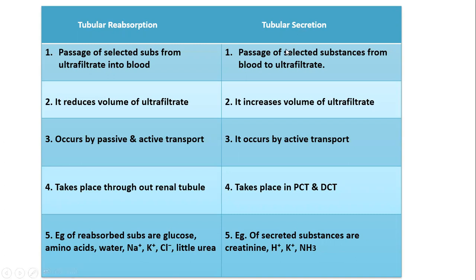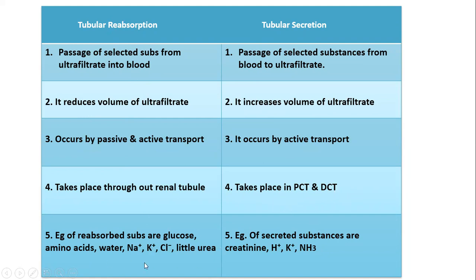In secretion, it is the passage of selected substances from the blood to the ultrafiltrate. Some substances which escape during ultrafiltration are collected and transferred back into the ultrafiltrate, that is, into the urine. Reabsorption reduces the volume of the ultrafiltrate, while secretion increases the volume of the ultrafiltrate. Tubular reabsorption occurs by both passive as well as active transport, whereas tubular secretion occurs only by active transport. Selective reabsorption takes place throughout the renal tubule, while secretion occurs exclusively in the PCT and DCT.